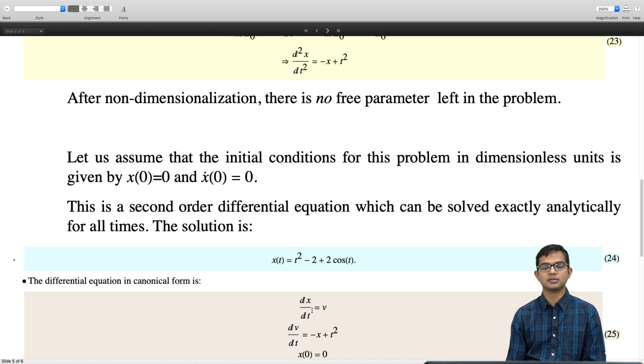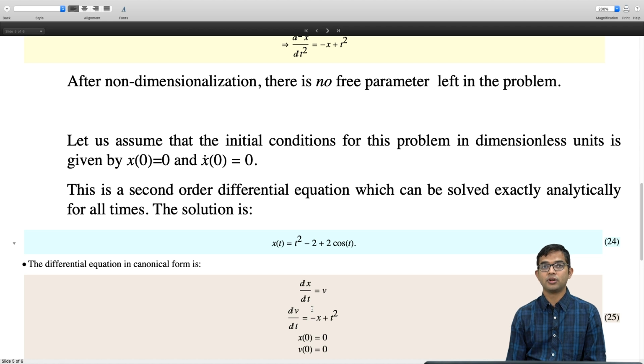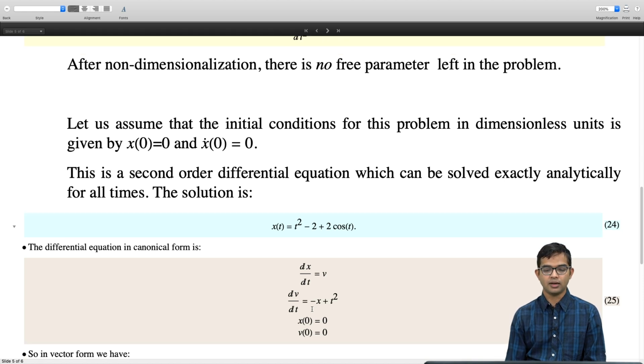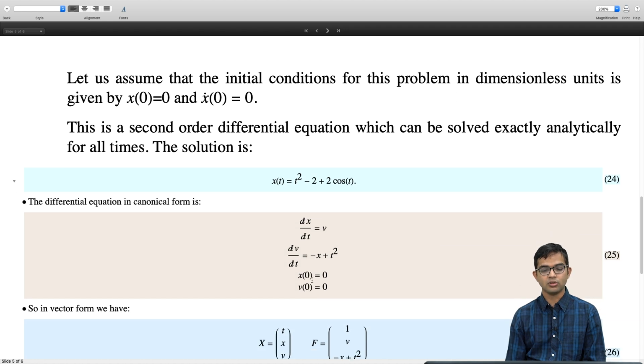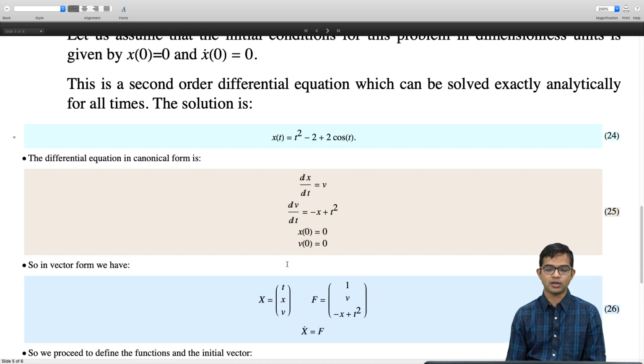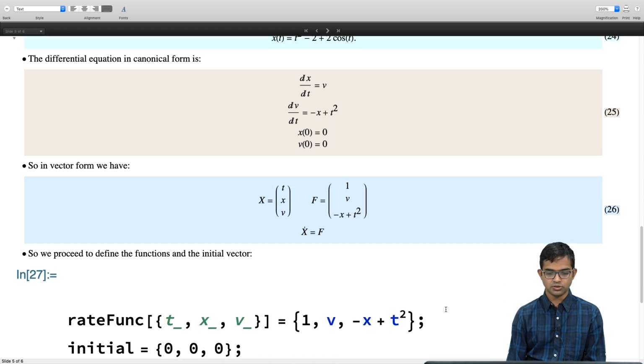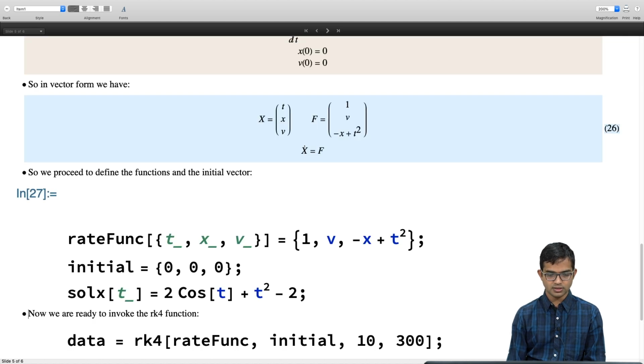We should recast the second order differential equation into the canonical form involving a first order differential equation of a vector of multiple functions, right? So there is x and v, and I have x dot and v dot, and then I have to recast everything, all of this put together including time, into vector form. Then I have capital X dot is equal to capital F, where capital F is equal to v and minus x plus t squared. That's what has changed. So then we have this rate function which also undergoes this modification. The initial vector remains unchanged.